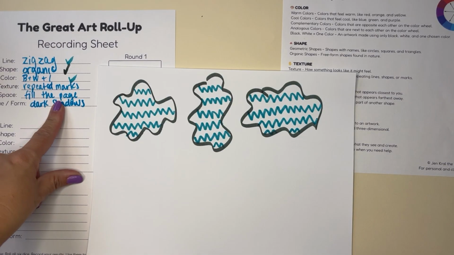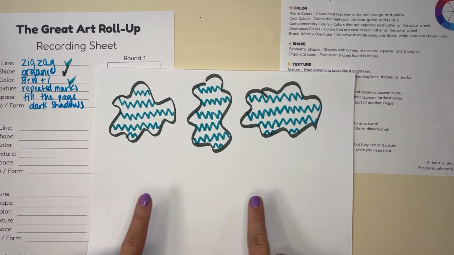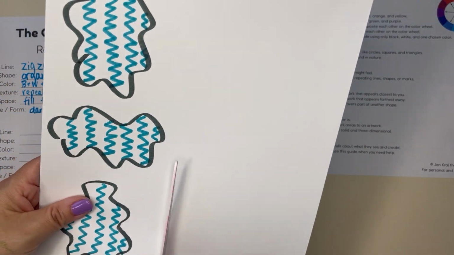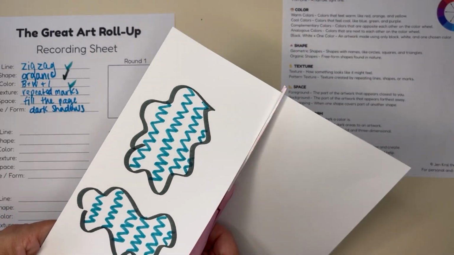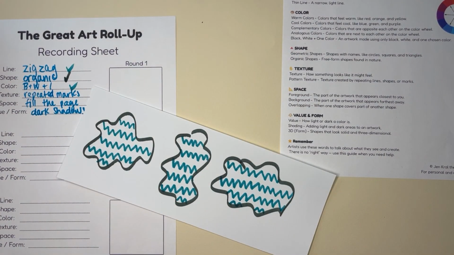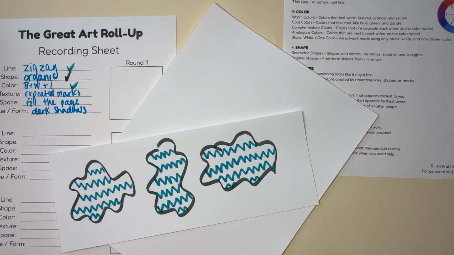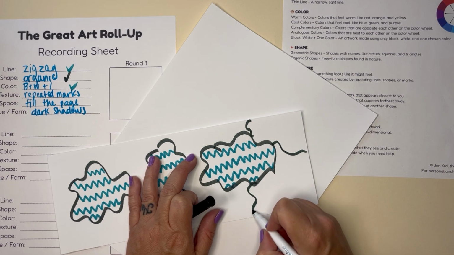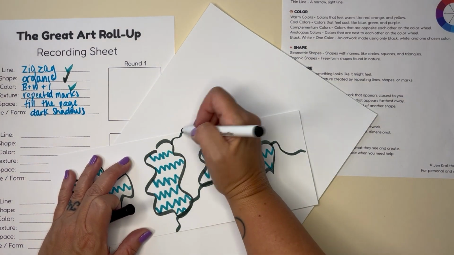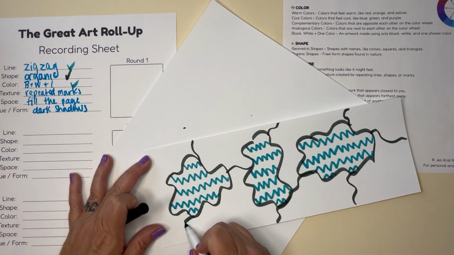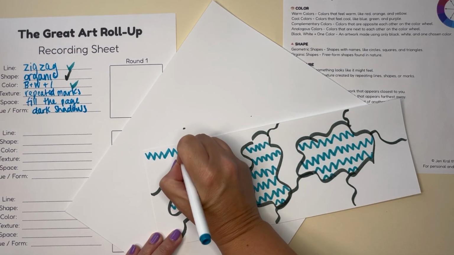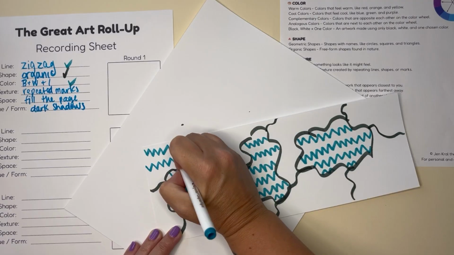My space, I have to fill the page. So I'm going to cut my page down to make it a little easier to know where I have to work. So I'm going to keep going with my organic shapes until I have filled the page. And I'm going to add more zigzags to those shapes.